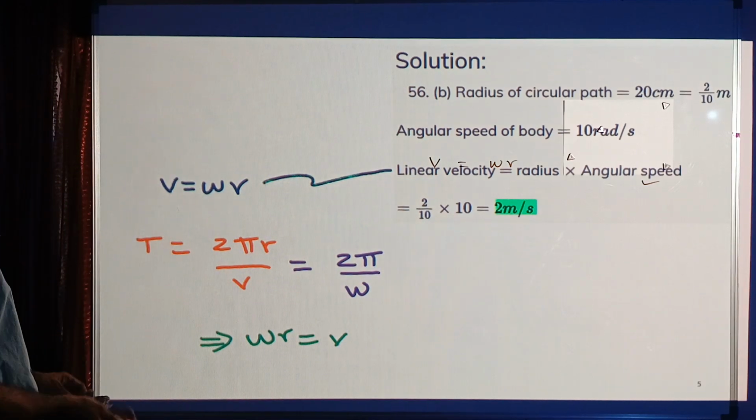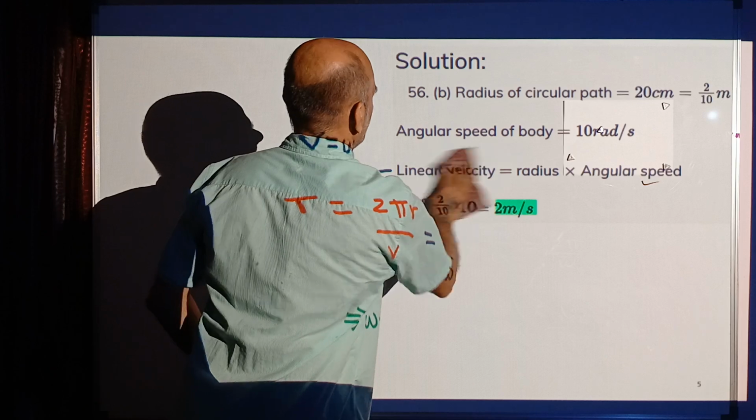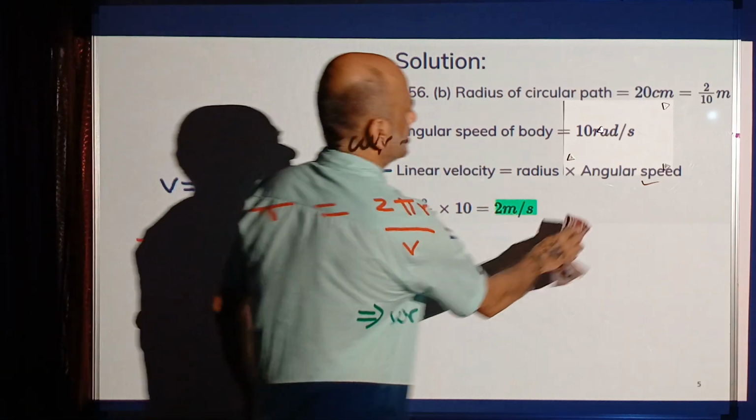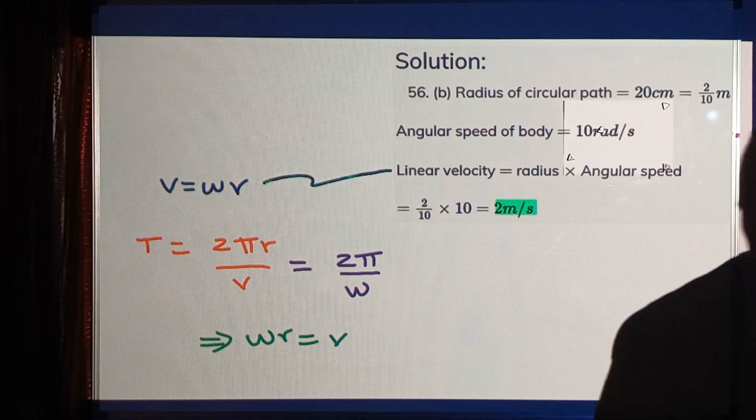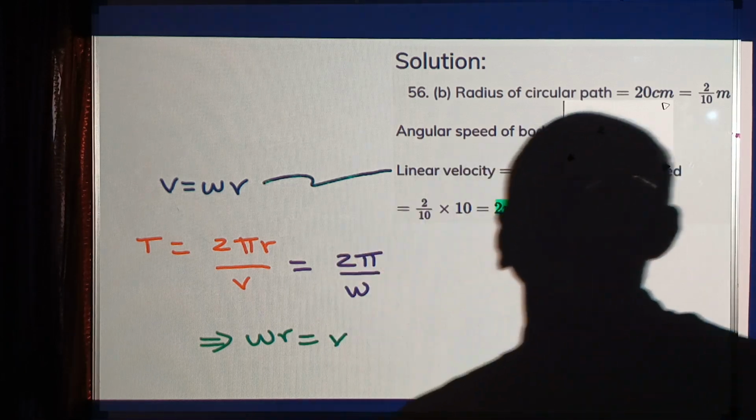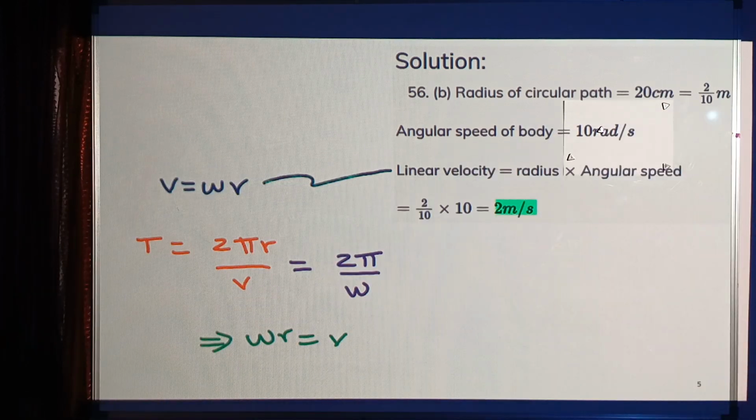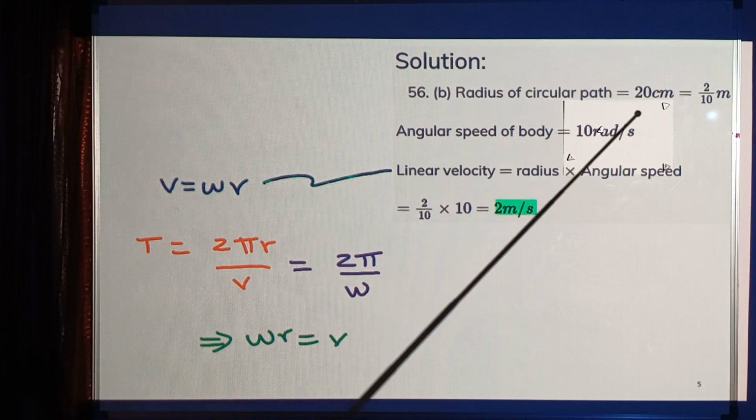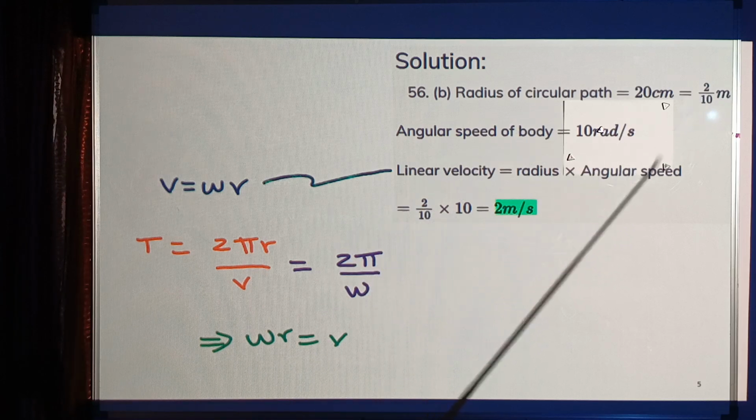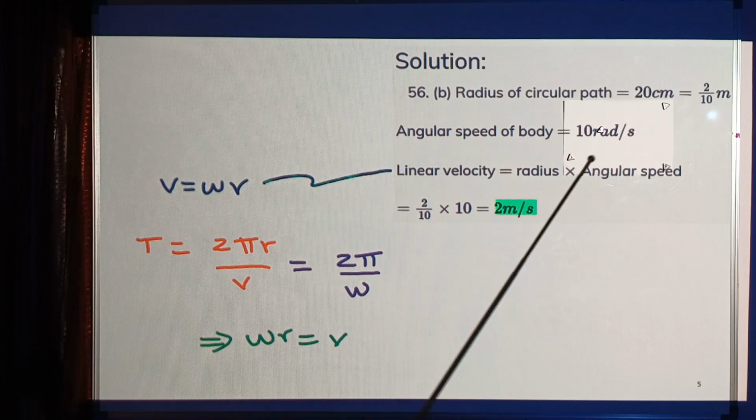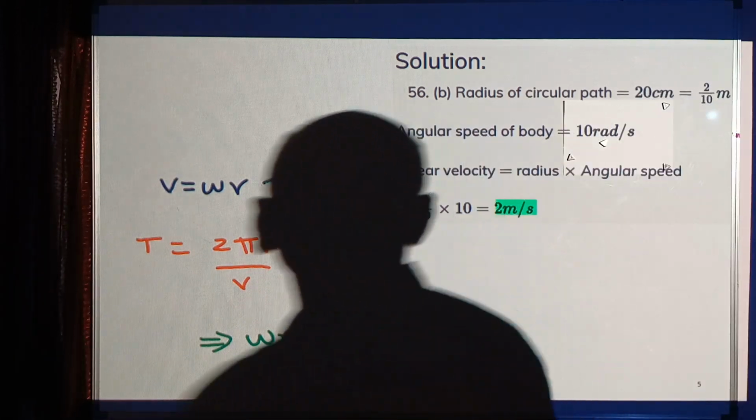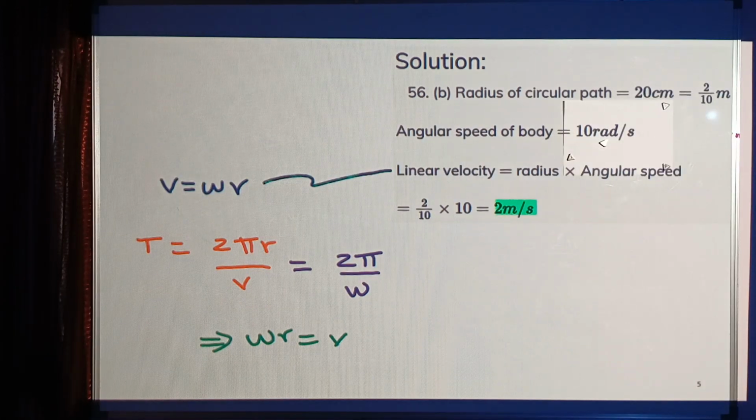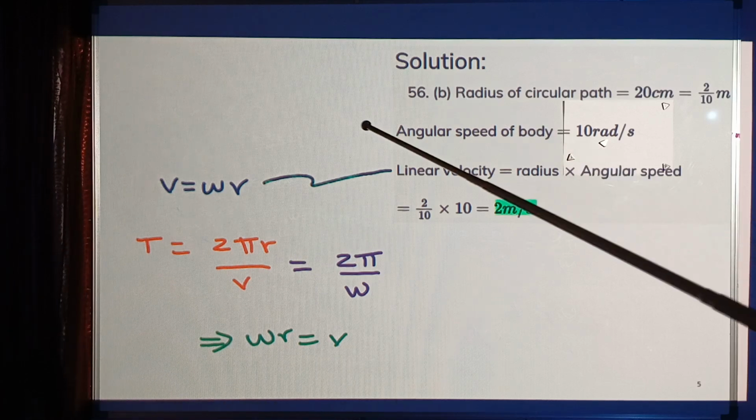Option B is the correct answer. So this is what is explained here. The radius of the circular path is given as 20 centimeters in the question. That's in SI units 2 by 10 meters. Angular speed is also given in the question, 10 radian per second. Linear velocity is related to angular velocity as v equal to r into omega.